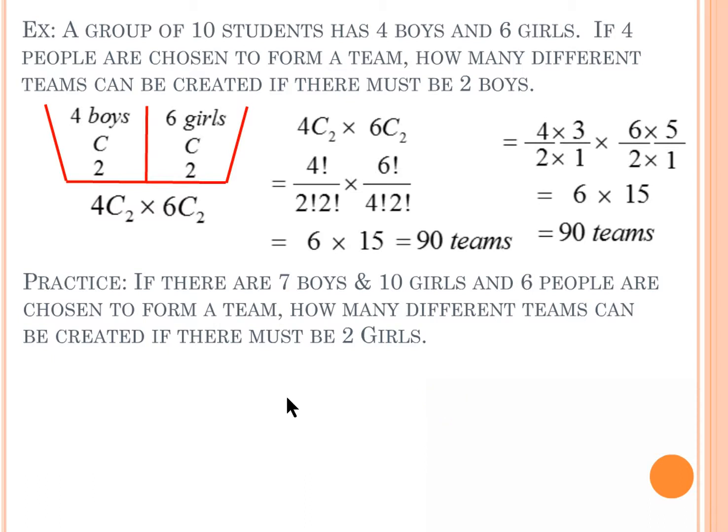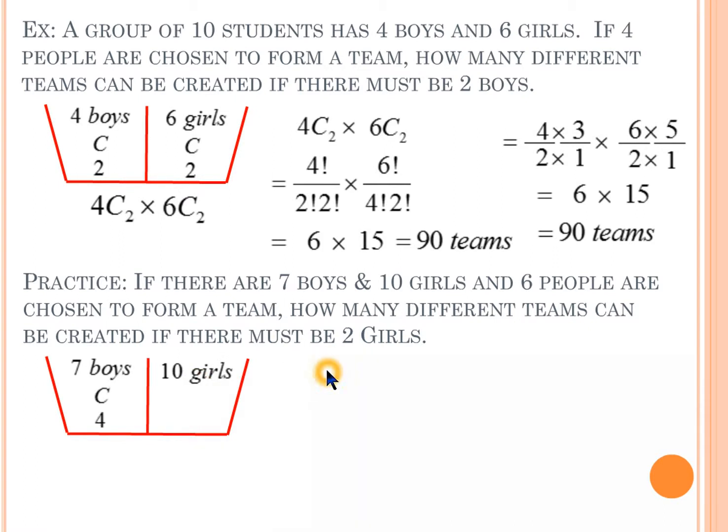All right, so let's make a bin again. We have 7 boys and we have 10 girls. So let's take a look here. I'm going to choose 4 boys here, and the reason is because I must have 2 girls. So from my 10 girls here, I must choose 2 of them because that's what the problem states. If I use 2 girls, then that means I have 4 spots remaining, which will go to the boys. So 4 plus 2 will give me 6 people.